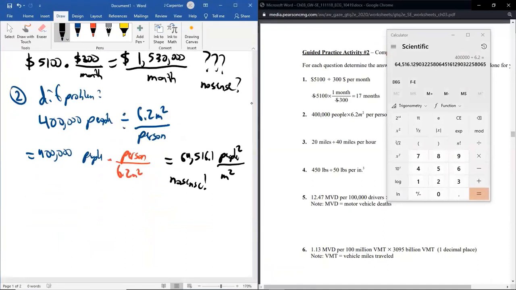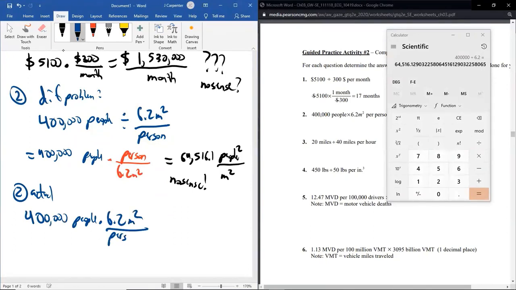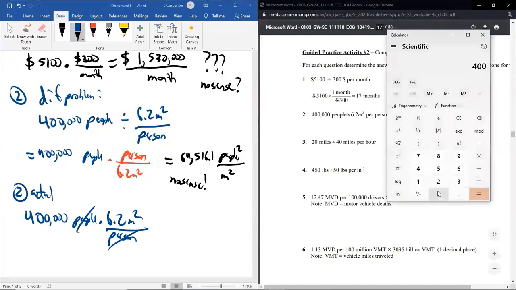So you go, all right, I tried dividing them and it gave me nonsense. So maybe I'll instead do the actual problem and do the multiplication. Let's try multiplying them. Now again, fair warning, it's possible you need to swap the order of the division and that would give you an answer that makes sense. But we're just going to go straight to brass tacks and say that this is what we're doing. The 6.2 meters squared per person, aka people. So now we have people top, people bottom, they cancel. We're going to take the 400,000 times the 6.2.